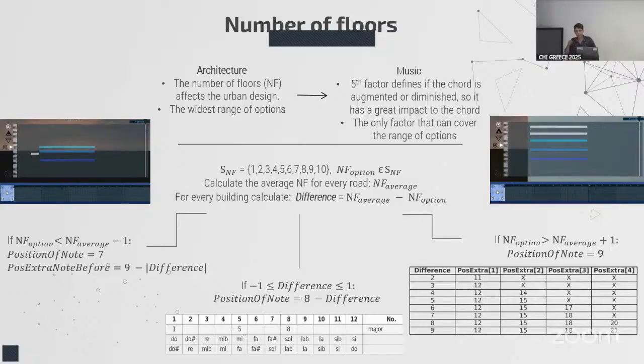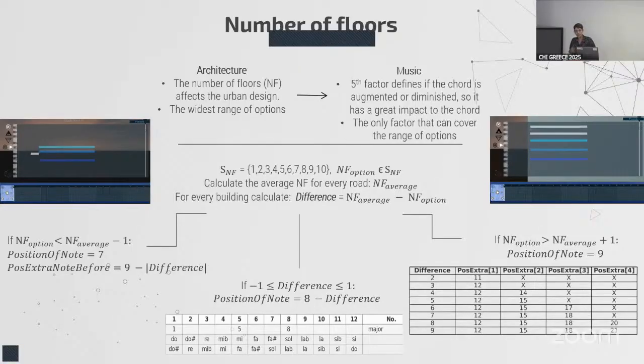Then we have three different cases. The first one, in the middle: if the difference is between minus and plus 1, then we calculate the position of the note like before. The only difference is that the fifth factor sits on the eighth scale degree to create a major chord. After that, for buildings that are more than one floor higher than the average, we place the fifth factor on the ninth position, and then we add extra notes on top of it, depending on the difference. So for example, if you see the table there, for difference 4, we will add a new note on position 12 and another note on position 14.